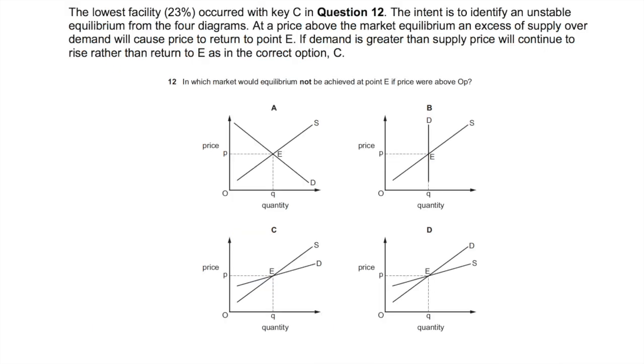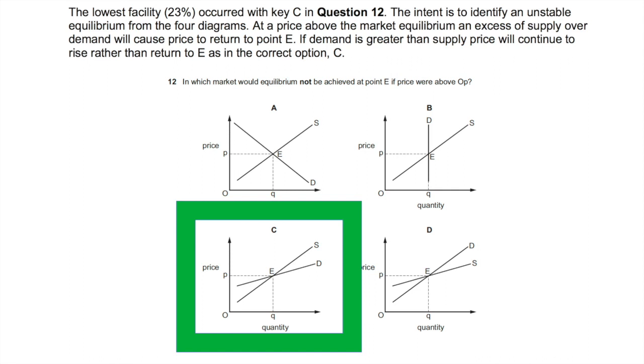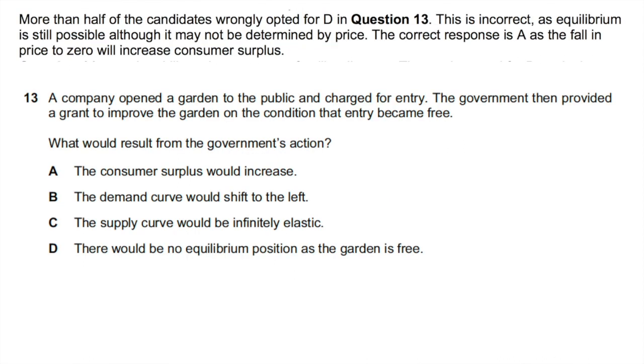Question 12. In which market would equilibrium not be achieved at point E if price were above OP? The lowest facility, 23%, occurred with key C in question 12. The intent is to identify an unstable equilibrium from the four diagrams. At a price above the market equilibrium, an excess of supply over demand will cause price to return to point E. If demand is greater than supply, price will continue to rise rather than return to E, as in the correct option, C.